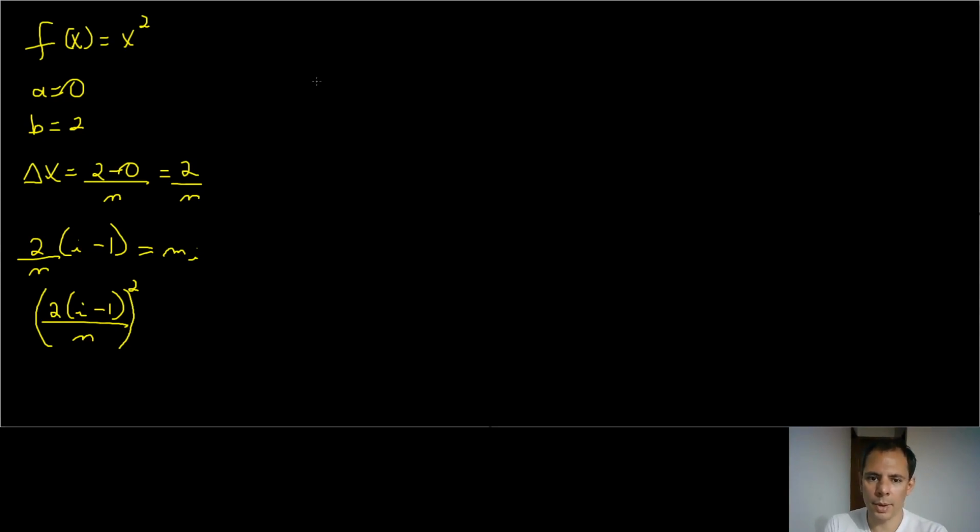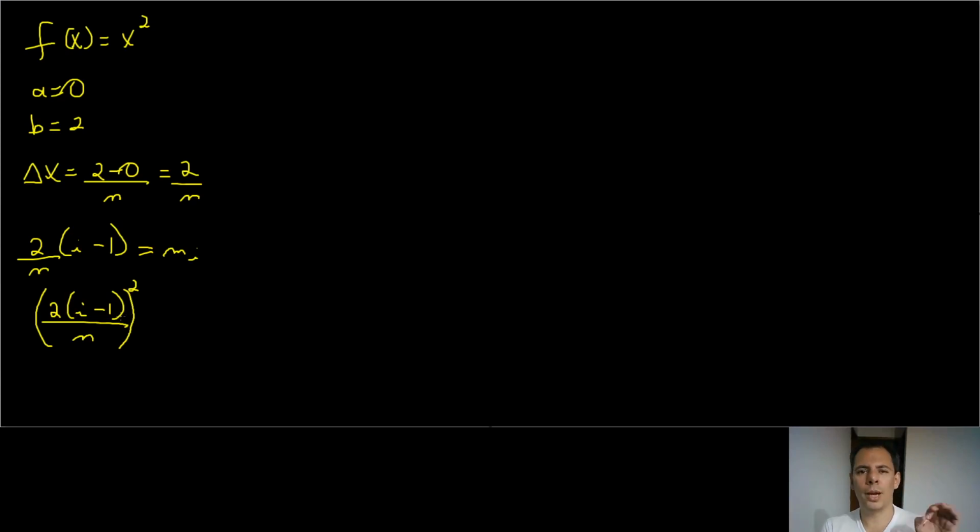Because remember, when i equals 1, it's not going to be x equals 1. When i equals 2, it's not going to be x equals 2. It's not the way it works, right? We have to find multiples of delta x, and delta x in this case is 2 divided by n. So the function is x squared. This is the value of x for this i. Since it's squared, we have to square this formula.